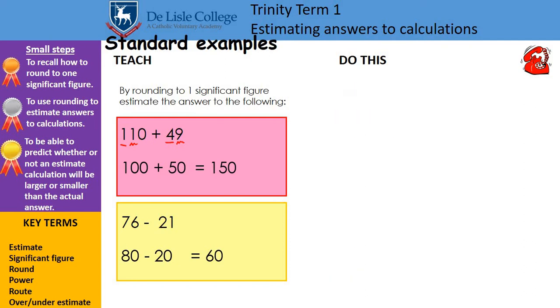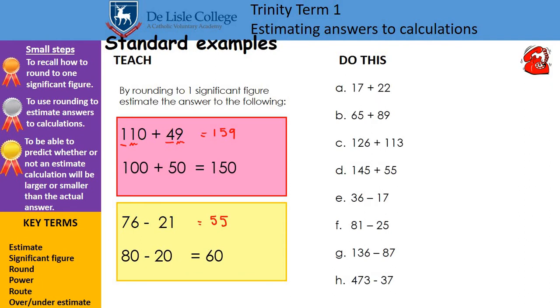You could check on your calculator the actual answers to those questions as well, because that will give you some insight into how close you get. So we should probably be able to work out that this one here is 159, and this one here is 55. So you can see you're actually quite close when we do our estimate calculation.